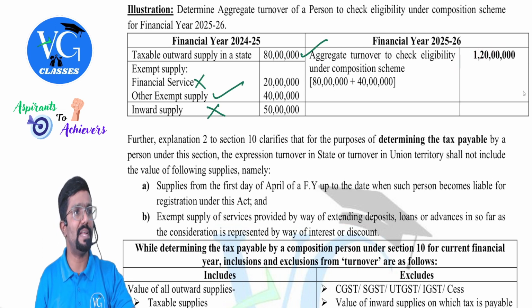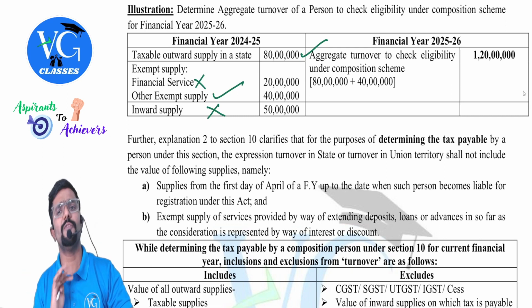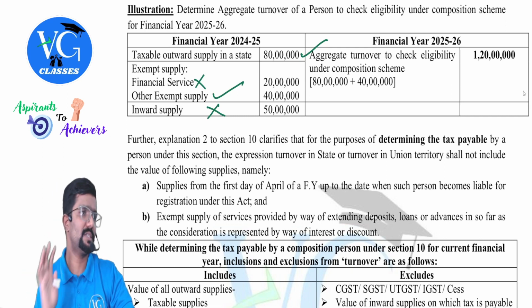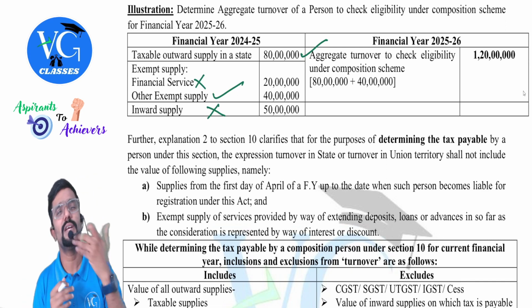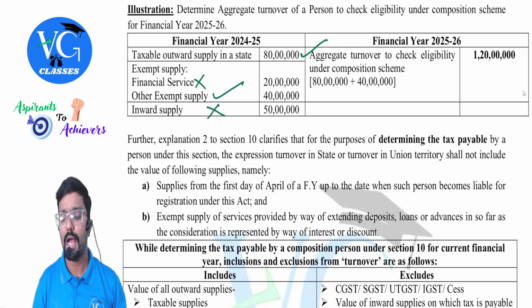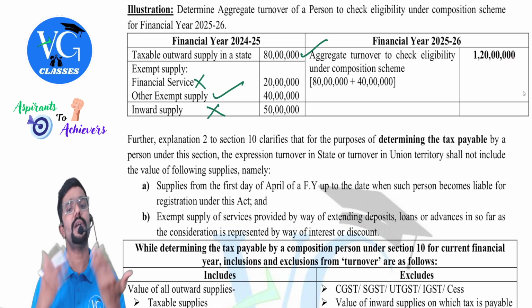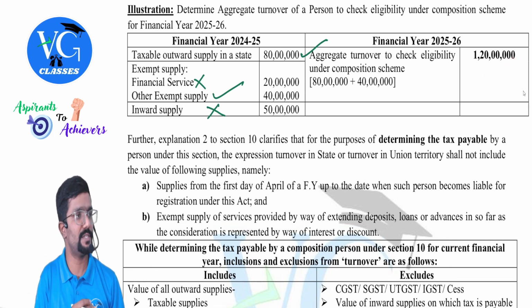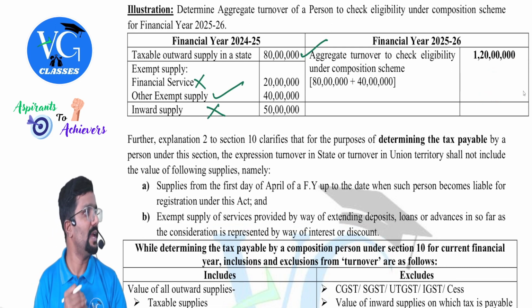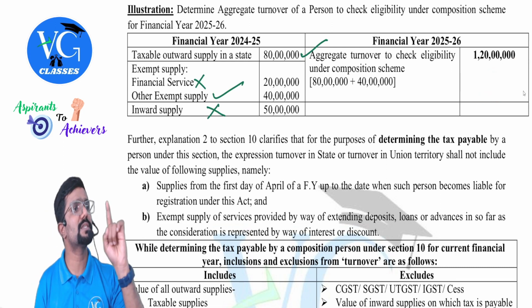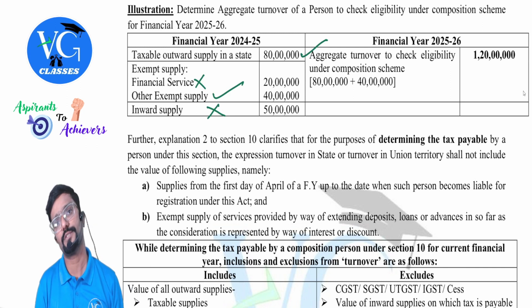1 crore 20 lakh. Is he or she eligible for the composition scheme in the current year? Yes, they are eligible, assuming 1.5 crore. I have told you, if the state name is not mentioned, consider 1.5 crore. Are they eligible? Yes. What if he or she is from special states? The limit applicable is 75 lakh. Have they crossed it? Yes. Then they are not eligible. No composition scheme. Is that clear?